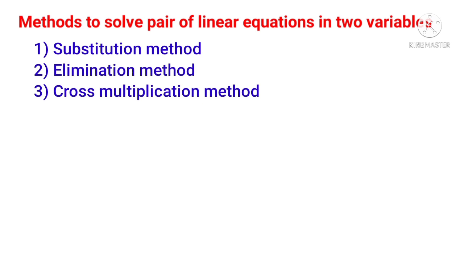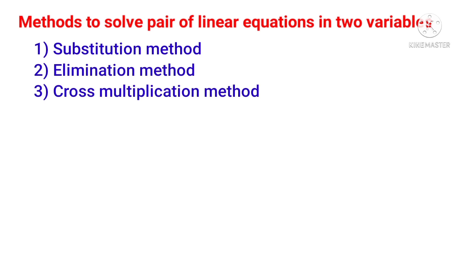The pair of linear equations can be solved by different methods. The first one is the substitution method. In this method, we obtain either x or y from one equation and substitute that in the other equation to get the values of x and y.